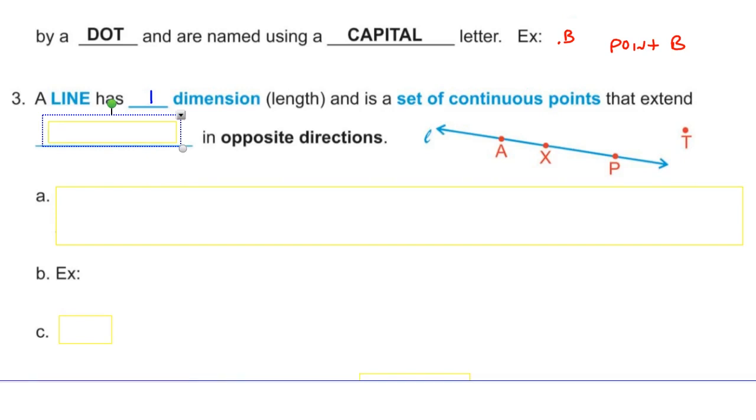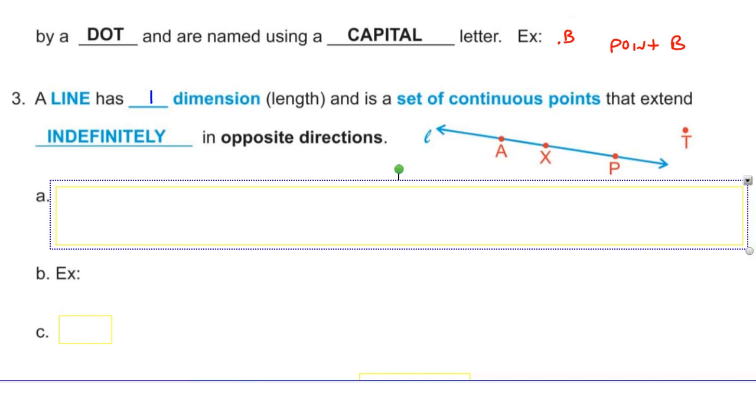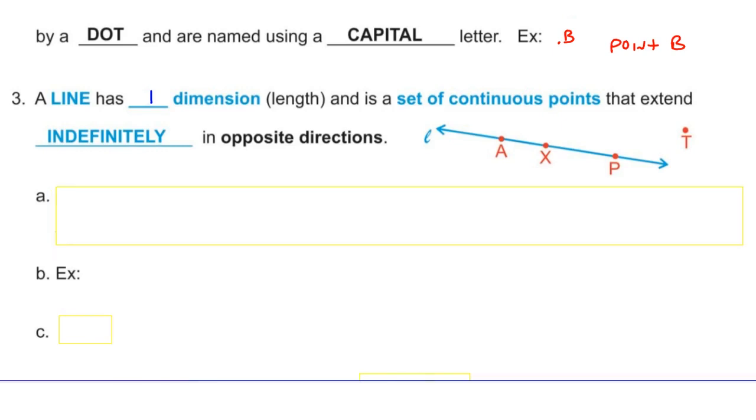And we'll use the word indefinitely. The line extends indefinitely in opposite directions. It goes on forever and ever. So a line has one dimension, length, and don't miss the fact that it's a continuous set of points. Before I go to the next thing, let me just get you to understand.